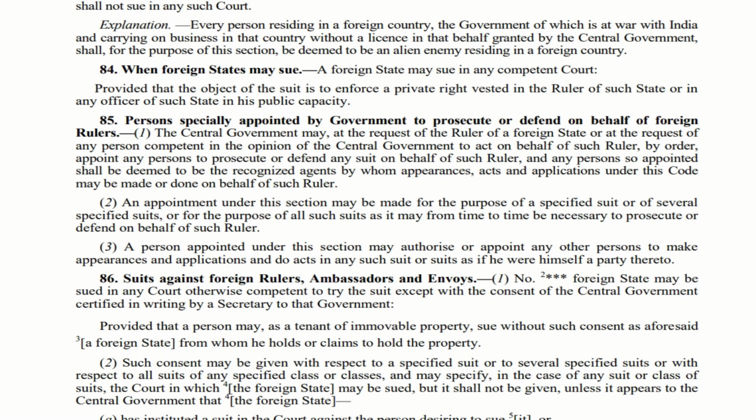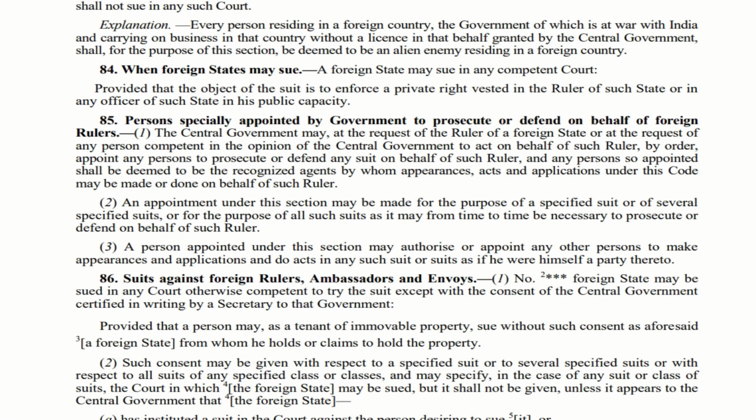Now let us move to subsection 2 under section 85. If there is an appointment made under this particular section, then it can be for a specified suit or for several specified suits. To put it in a simple manner, this appointment can be for one suit or this appointment can be for many suits as per the need or the requirement.